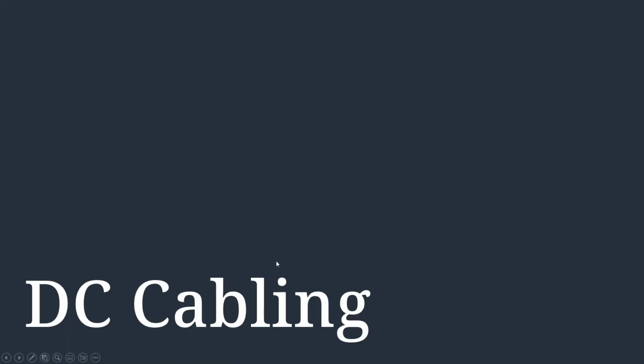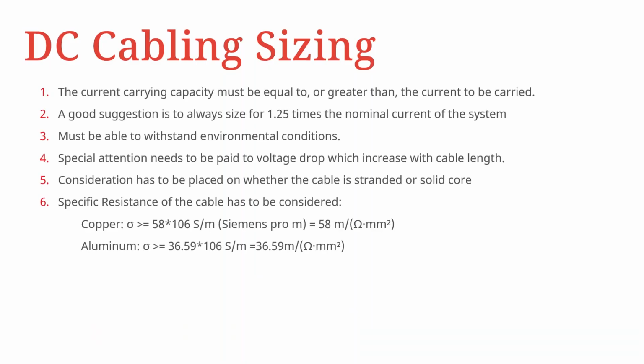Good. So continuing, let's have a look at DC cabling. So a bit of information about DC cabling and sizing. The current carrying capacity must be equal to or greater than the current to be carried. This is, of course, very important so that we don't overload the cable, because this would lead to overheating of the cable and result in lower yield. A good suggestion is to always size it to about 1.25 times the nominal current, or you can even go up to 1.5 times.